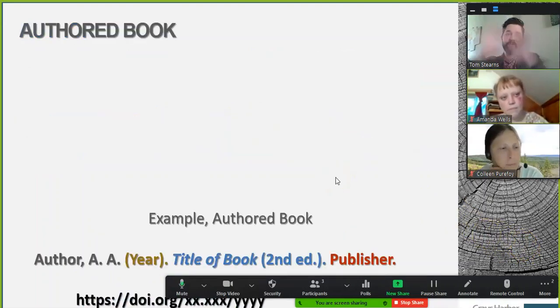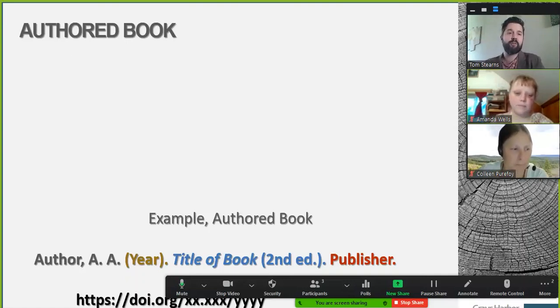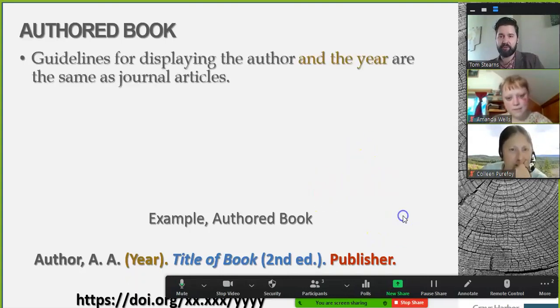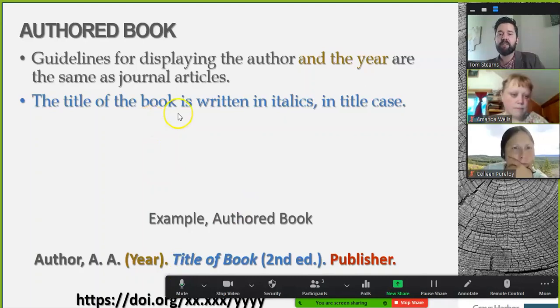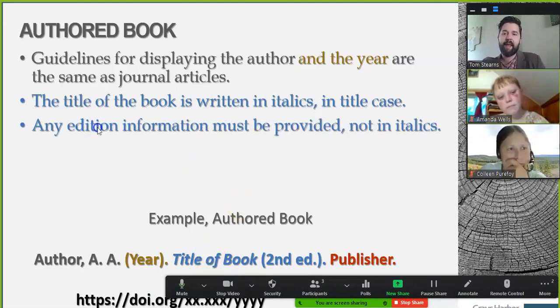All right, so all of that was for journal articles, but now let's say we have a book and we need to cite that book. Then we'll provide similar information. The guidelines for displaying the author and the year are pretty much the same as for journal articles. So you have the author's name and then the year in parentheses, notice periods after each one. The title of the book is going to be written in italics and in title case. You can think of the title of the book as similar to the title of a journal. Any additional information should be provided, not in italics.